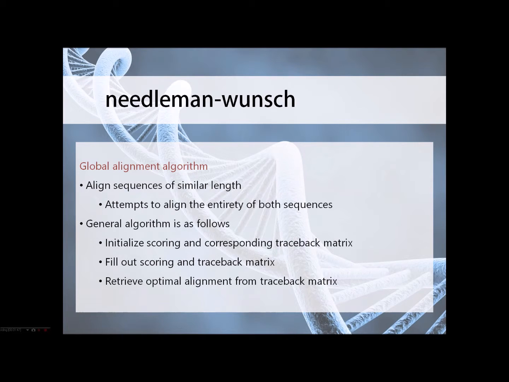The first algorithm I will be analyzing is the Needleman-Wunsch, which is a global alignment algorithm. Global alignments are used to align sequences of similar length and attempt to align the entirety of both sequences. The general algorithm starts with initializing a scoring matrix and its corresponding traceback matrix. You then calculate and fill out the scoring matrix using a similarity matrix and fill in the corresponding traceback matrix. Finally, you retrieve the optimal alignment from the traceback matrix.